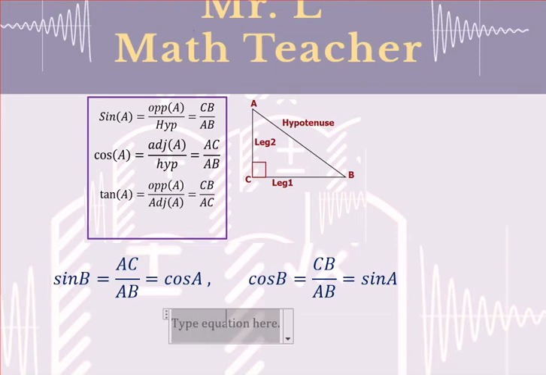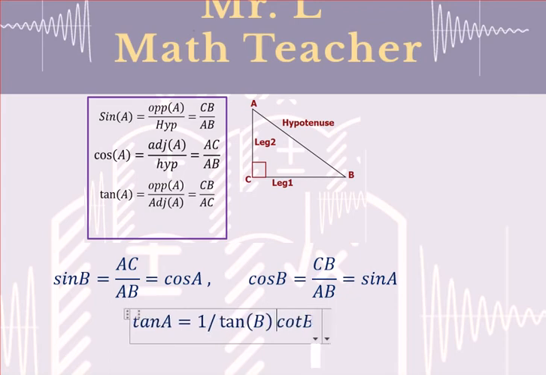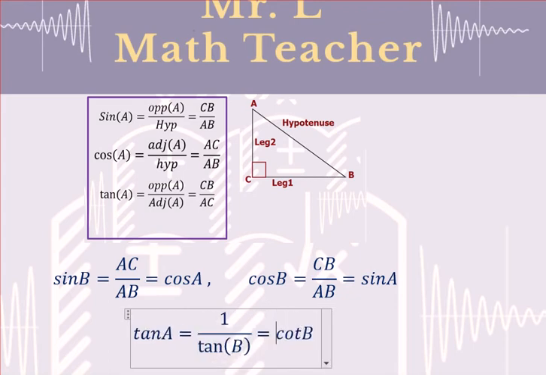And also, if you want, tangent A is equal to cotangent B, because tangent A is equal to CB over AC, while cotangent B is equal to AC over CB. So tangent A is 1 over tangent B, and it follows that it's equal to cotangent B by the definition of cotangent that I gave before.